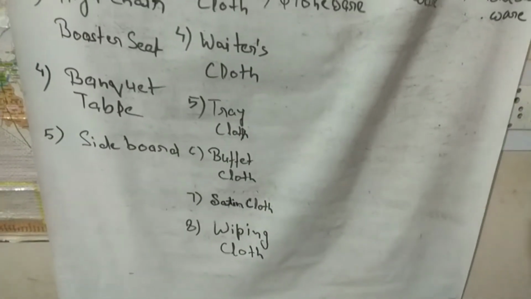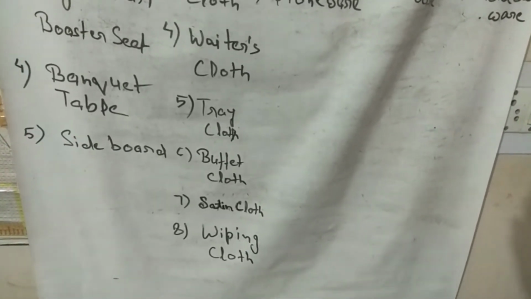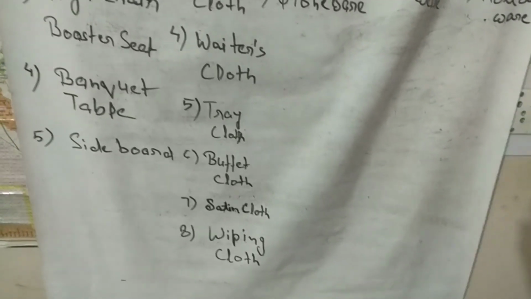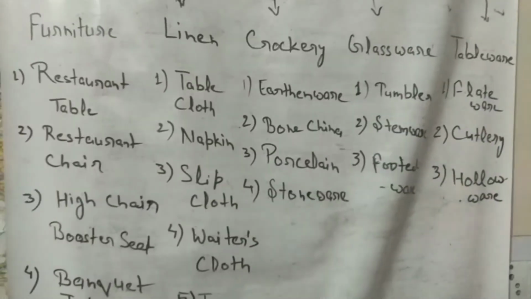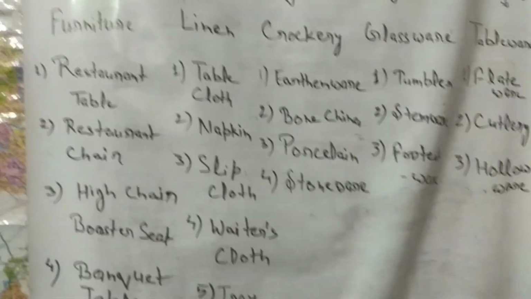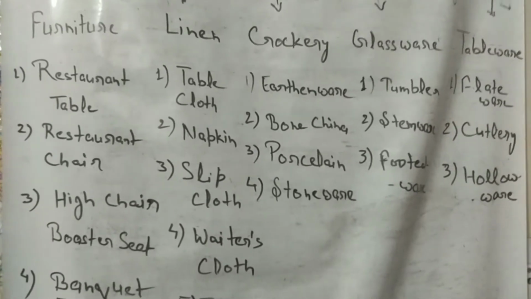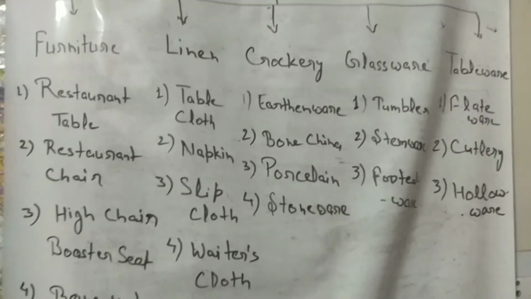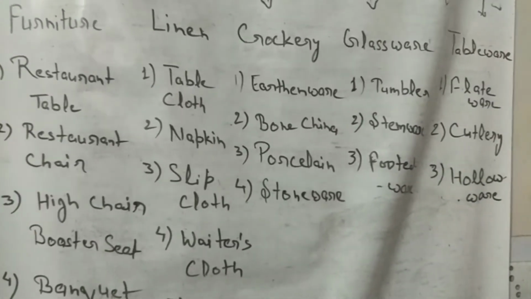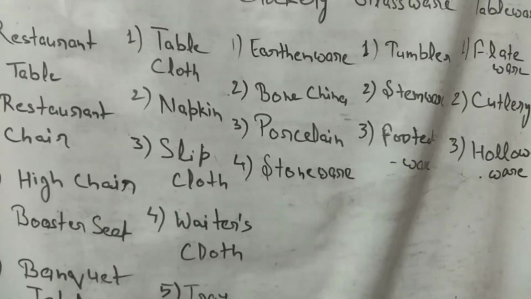Now next is wiping cloth, and the purpose of wiping cloth is to wipe the cutlery, crockery and glasswares. Now the third one is crockery. Crockery, as you know, full plate, half plate, quarter plate, cup saucer, soup bowls come under it, and it comes into four categories: earthenware, bone china, porcelain and stoneware.